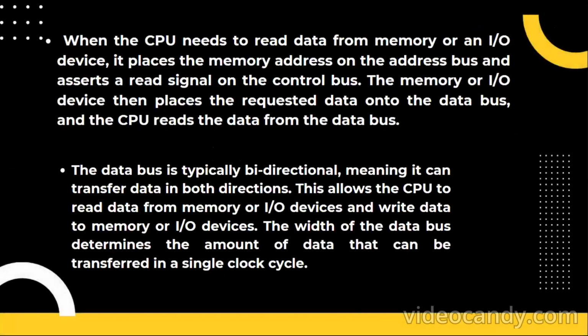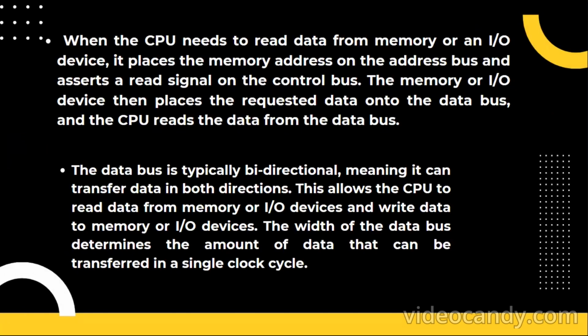When the CPU needs to read data from memory or an input-output device, it places the memory address on the address bus and asserts a read signal on the control bus. The memory or input-output device then places the requested data onto the data bus, and the CPU reads the data from the data bus.